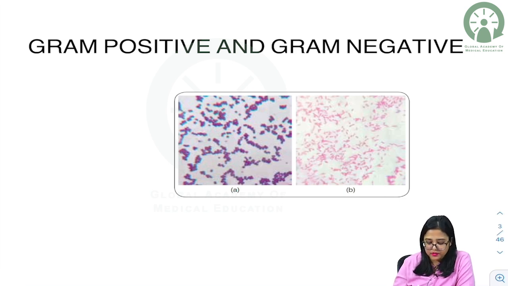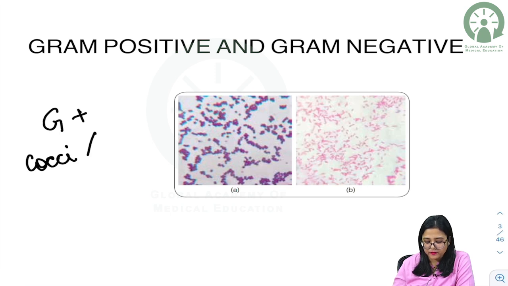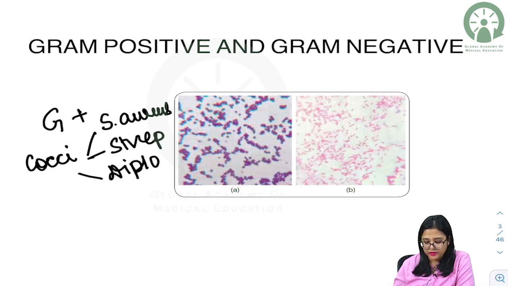In gram positive, in the shape of cocci, if it is in the arrangement of clusters, we have Staphylococcus aureus. If we have it in chains, it may be Streptococci. If it is in diplococci or arranged in pairs, it may be Pneumococci.